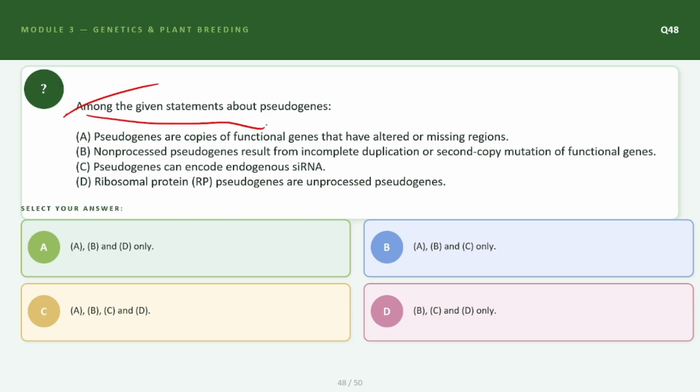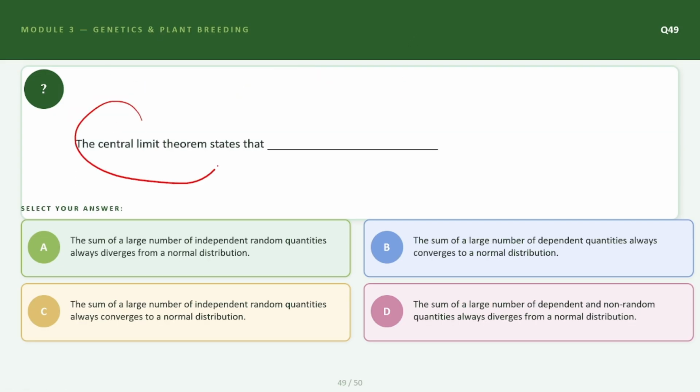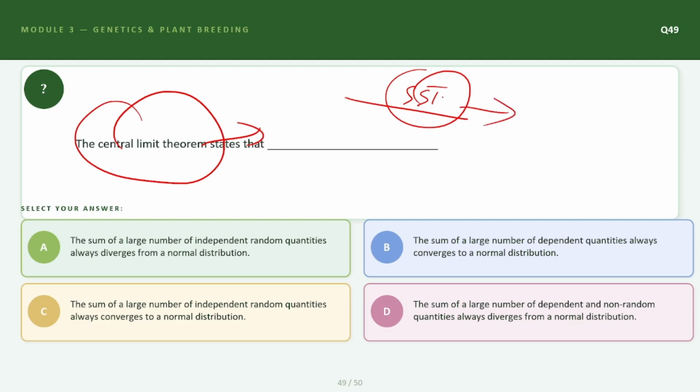Then, among the given statements about pseudogenes, it's present directly in the Nusted and Simmons book. No need to even read or discuss it. Then, central limit theorem. This is a very, very, very easy question. If you read any basic statistics book, you're going to answer this question. If you don't know the answer, you just guess.